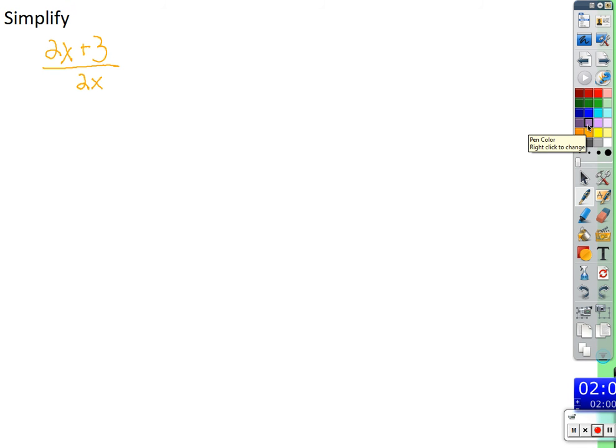Here's the thing that you shouldn't do, that I hope if you did do, you learn now not to do. Not because I told you not to do it and it violates the rule, but because there's no way to justify it mathematically. Canceling out this 2x and getting 3?